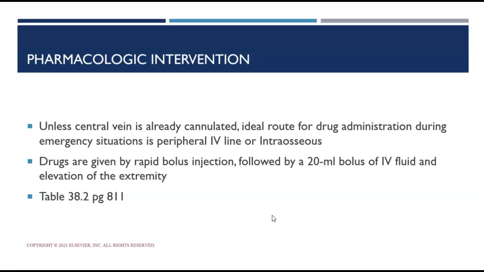There's a really good table on page 811 in your textbook that goes through each of the medications and the doses and what that medication does for you. Like adenosine, like I said, that one's the one that stops your heart, and it does that by decreasing the impulse conduction through the AV node. Epinephrine increases your heart rate, increases the force of contractions, and causes vasoconstriction. So it's the main medication that we use during codes.